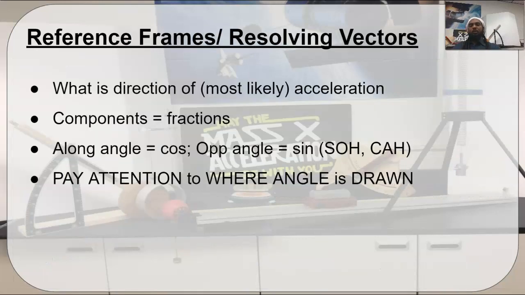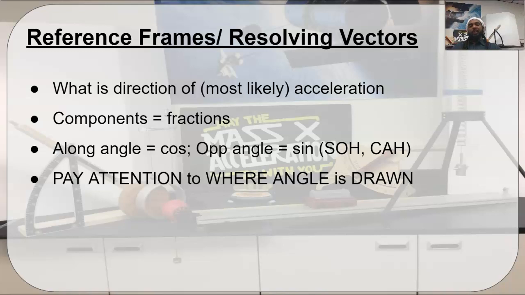Now, quick note on reference frames. In choosing a reference frame, we want to ask ourselves, what is the direction of acceleration, or the direction of most likely acceleration? And you want to make sure that one of your components, x or y, one of your dimensions, is lined up with the acceleration. And this is very useful because it means that the other one will have no acceleration, and that allows you to sum forces in the non-accelerating dimension.